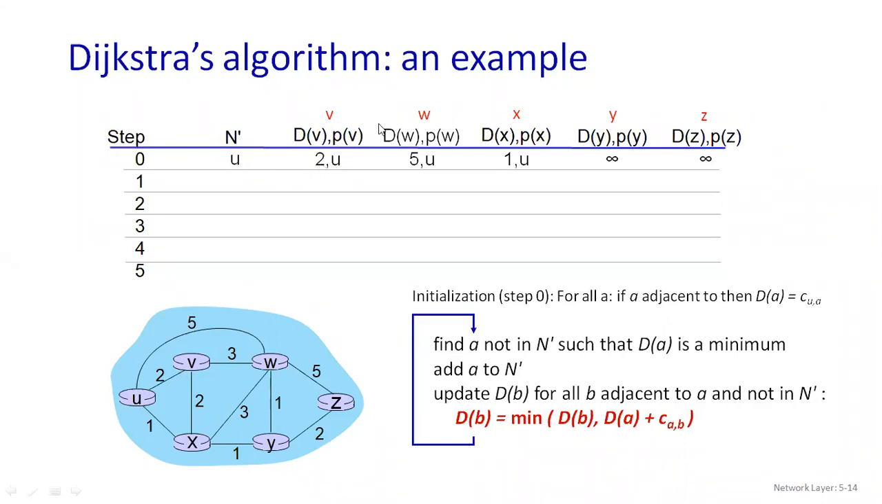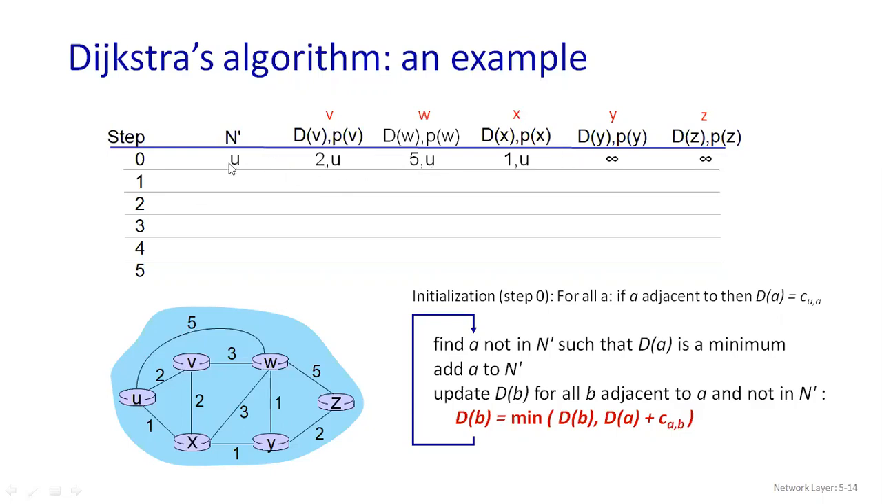Similarly, now I am moving from U to W. Do you have the connectivity from U to W directly? Yes, I have the connectivity here. So what is the distance now? You can see 5. And what is the previous node now? You can see U. That has been written over here, 5, U. Now let's consider X.